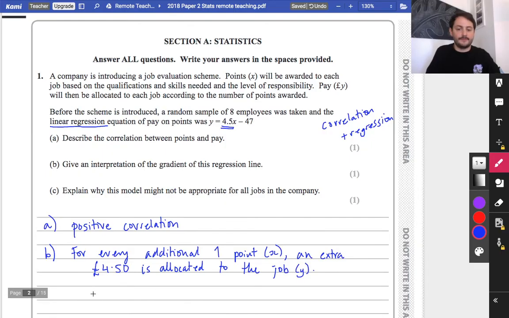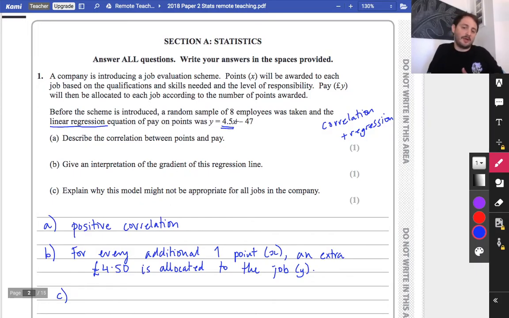Okay. And part C of the question says, explain why this model might not be appropriate for all jobs in the company. Well, if you just have a look at the equation and just sort of think to yourself, when would this not make any sense? Okay, so imagine that you were going to get paid, and let's just say that you had 1 point or maybe 10 points. If you had 1 point, it would be 4.5 times 1, take away 47, which is going to be a negative amount that is going to be paid, which doesn't make any sense.